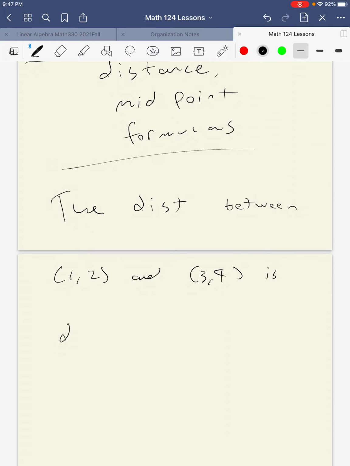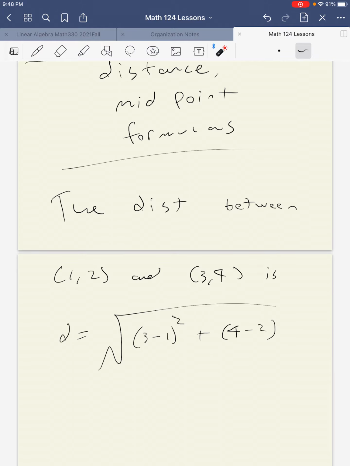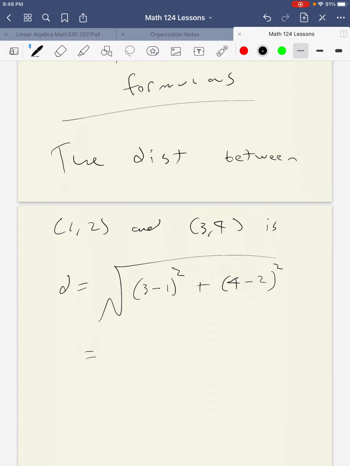is, well, the formula is big square root, and you do x1 minus x2 squared plus y1 minus y2 squared. So this was x1, this is y1, this is x2, this is y2. Oh, I forgot the squared here. Okay. So what do we have? 2 squared is 2 squared. So 2 times 4.